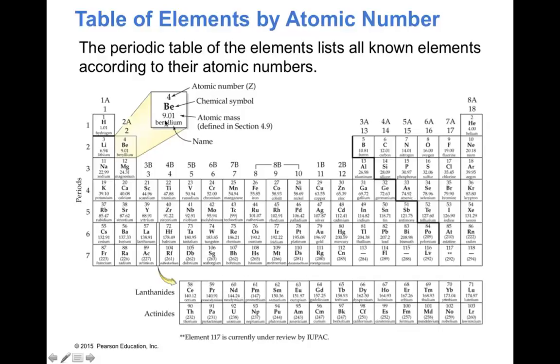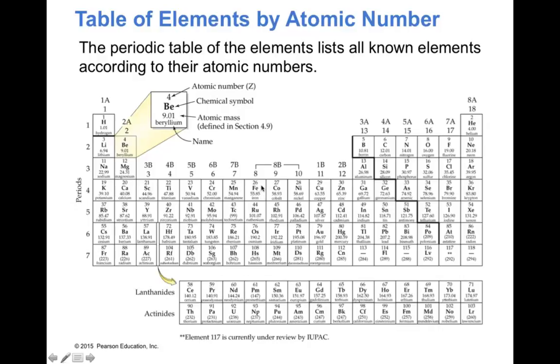Also, we have the name, beryllium. We have the atomic number, represented also as Z. Remember that this is the atomic number of this element that also represents the number of protons. And here we have the atomic mass for the element. So each square represents an element with that information.